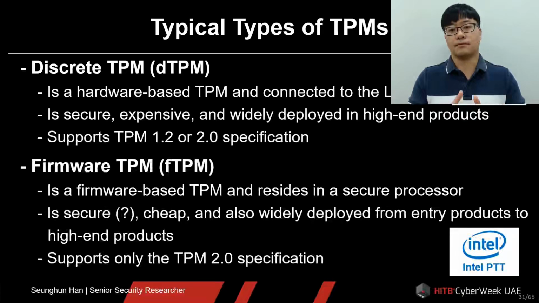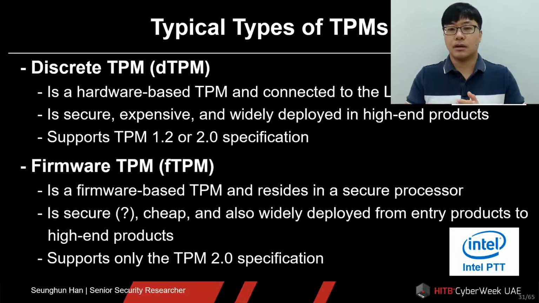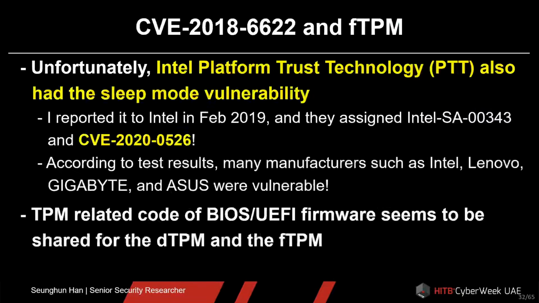Firmware TPM, or FTPM, is a firmware-based TPM and resides in a secure processor. It is maybe secure and cheap, and also widely deployed from entry-point products to high-end products. It usually supports only the TPM 2.0 specification.